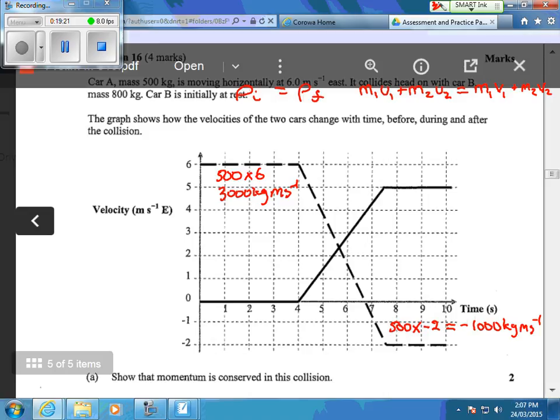And this car is now heading east. The first car's hit that one and bounced that way, and the other one's been pushed along. So this car has a mass of 800 kilograms, and it has a forward speed of 5 meters per second. So it has 4,000. But don't forget, the total of 0 plus the 3,000 on that side is going to be 3,000. On this side, you've got 4,000 plus minus 1,000.